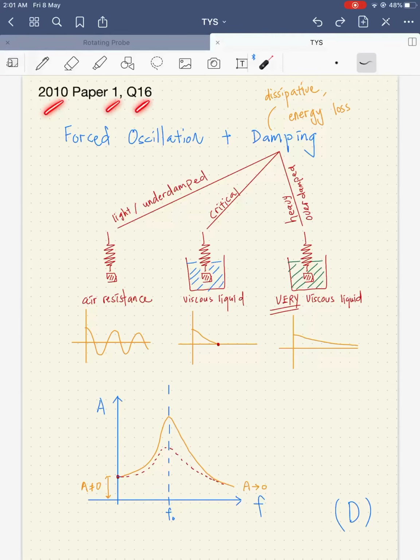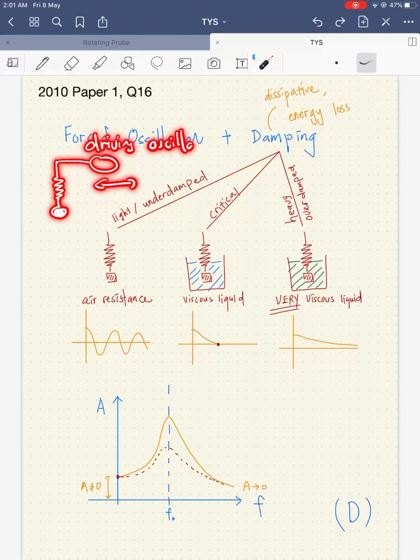2010 paper 1 question 16. So this question is about forced oscillation with damping. In the forced oscillation, first you have a free oscillator. In this case, the spring mass is free, but it is however driven by another oscillator. So we say this is the driving oscillator, and this is the driven oscillation or forced oscillation.